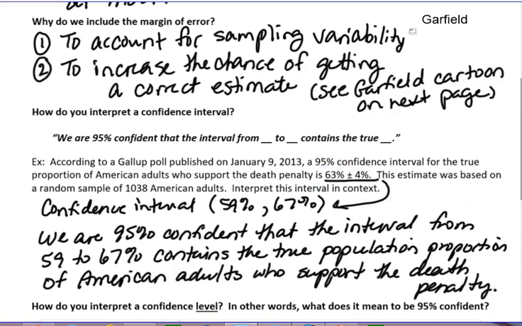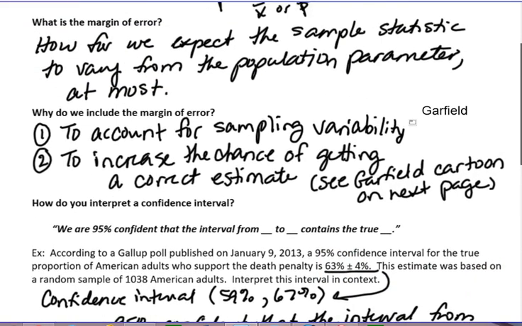So first of all, before we interpret, let's think about what the confidence interval looks like: 63 minus 4% and 63 plus 4%. I want to mention that there are some conditions that have to be met. First of all, is this a random sample? And it says yes. A random sample of 1,038 American adults.